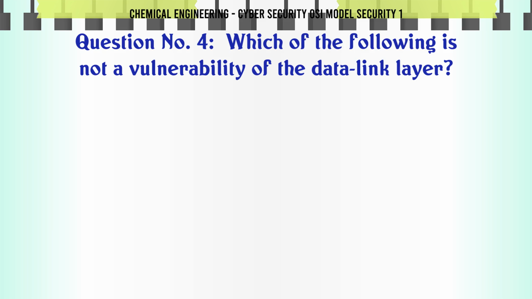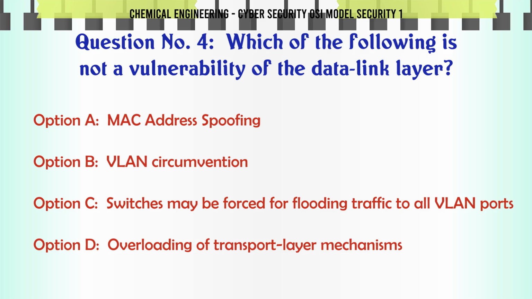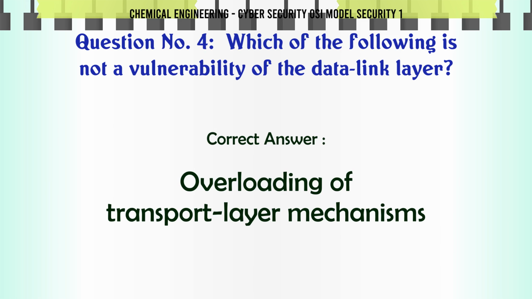Which of the following is not a vulnerability of the data link layer? A. MAC address spoofing. B. VLAN circumvention. C. Switches may be forced into flooding traffic to all VLAN ports. D. Overloading of transport layer mechanisms. The correct answer is overloading of transport layer mechanisms.